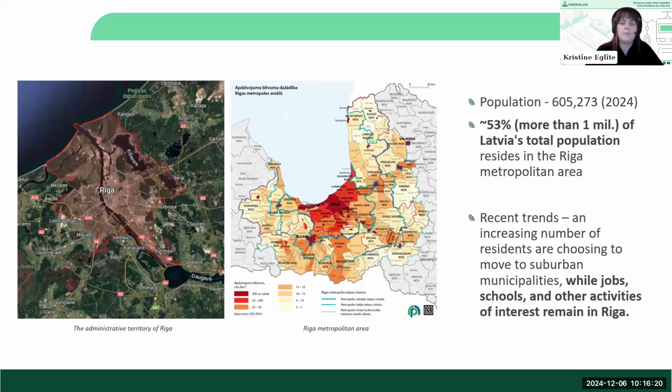As of the beginning of this year, Riga's population slightly exceeded 605,000 inhabitants. However, in recent years, it is possible to observe a decline in population, with one contributing factor being the movement of residents to neighboring municipalities. Despite this population shift, workplaces, educational institutions, and other key points of interest remain concentrated in Riga. Also, it is important to note that over 53% of Latvia's population, or more than 1 million people, live in Riga's metropolitan area. And just a quick side note here, Latvia's total population is approximately 1.9 million.